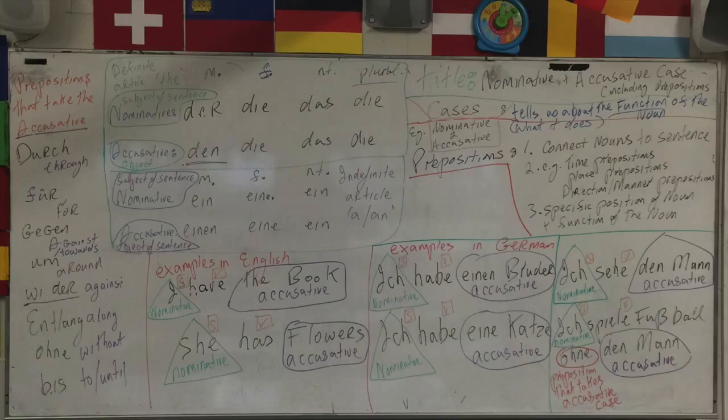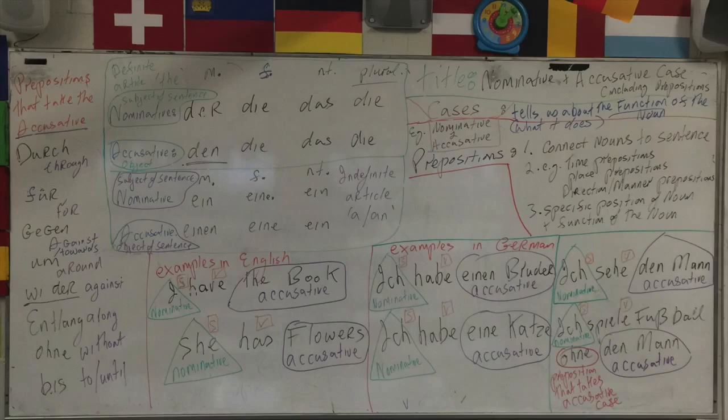So we'll start. When you're going from the nominative to the accusative, if it's a der word, it changes to den. If it's a die word, it stays die, das stays das, die stays die. So you see the only change happens with the masculine form der to den. Okay? So I have the book. Let's just go to the German.